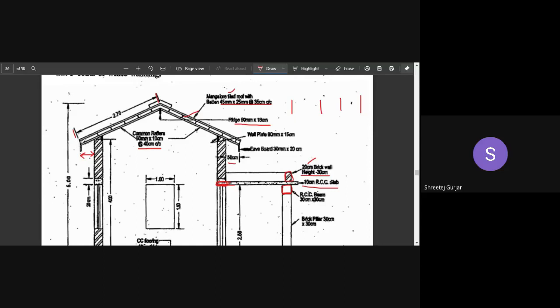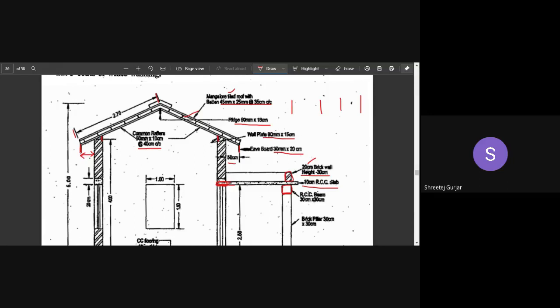Then you can see eave boards are provided. This is an eave board, and this is also an eave board, 30 mm by 20 centimeter. Then there is this wall plate, which is provided for support for the wall. This is the wall plate, and how much is it?